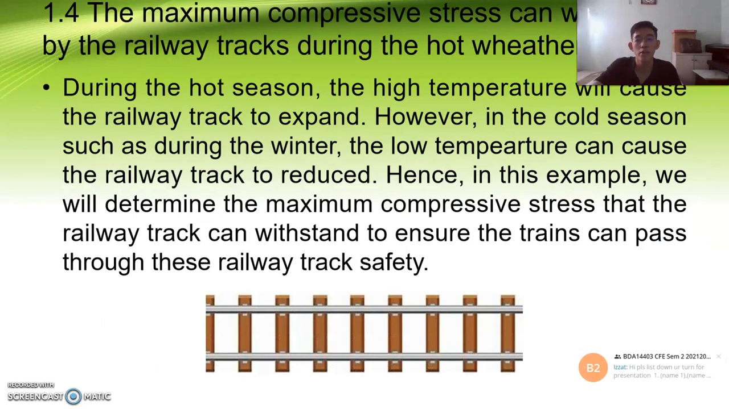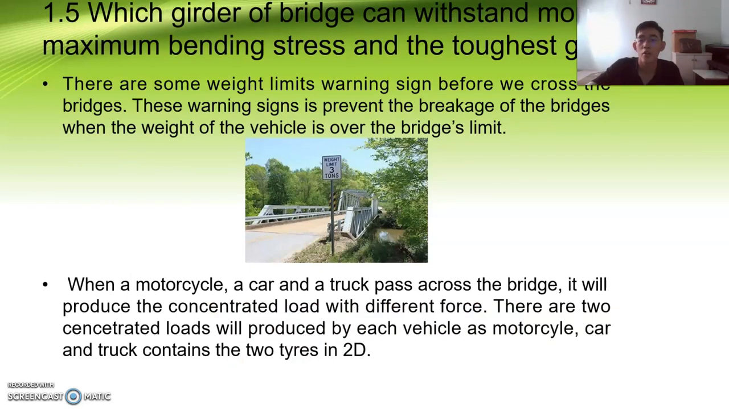The fourth problem is the maximum compressive stress that can be withstood by the railway tracks during hot weather. During the hot season, the high temperature will cause the railway track to expand, whereas the cold season, such as the winter, will cause the railway track to contract. So we will determine the maximum compressive stress that the railway track can withstand to ensure the trains can pass through safely.